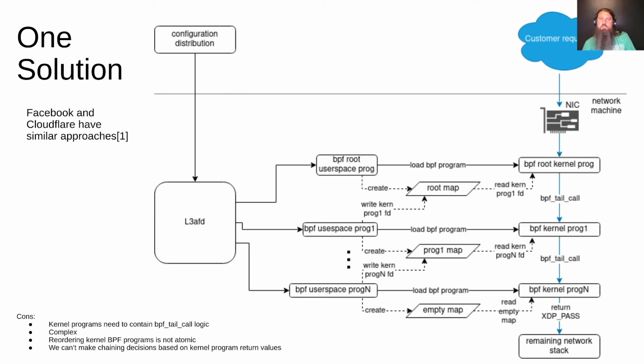Facebook and Cloudflare have similar approaches, but as you can see here, it can be kind of complex to chain these programs together. Essentially, subsequent BPF programs in the chain write their program FD to a shared map where a previous BPF program reads from, so it knows what program to call next. So this can be quite complex and also has a downside that all of these BPF kernel programs essentially have to know that they're part of a chain because they have to have this logic to do the BPF tail call, which ideally is something that we'd like to avoid.